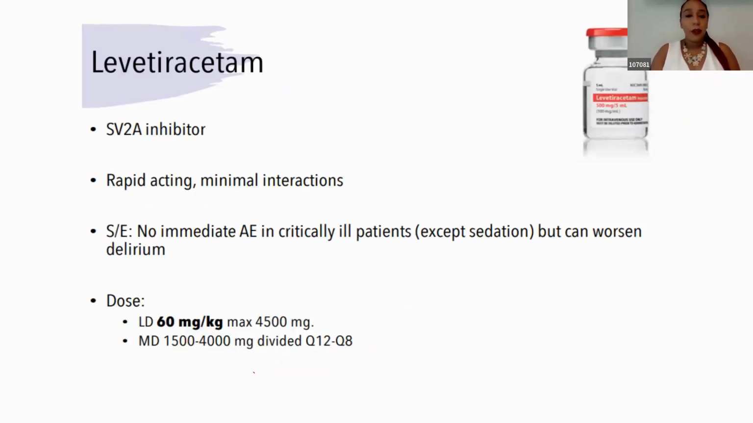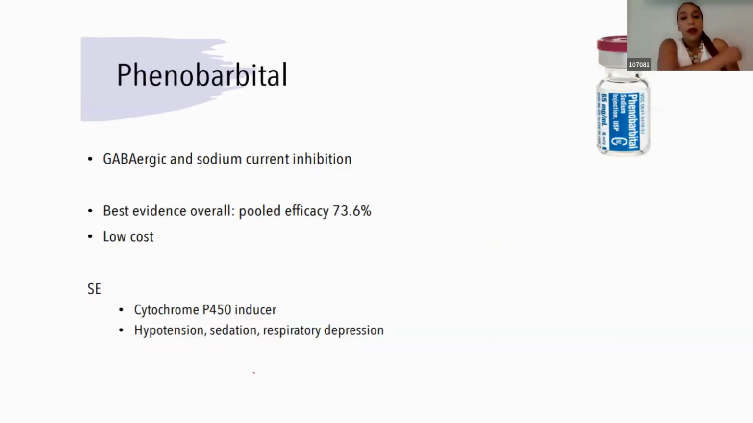Keppra is one of those that we're using so much in my practice. It works as an SV2A inhibitor. It's rapidly acting, with minimal interaction. Basically, if someone is psychotic, it can make them psychotic. But other than that, it can cause some sedation and delirium. And you can give such a high dose, 60 milligram per kilogram.